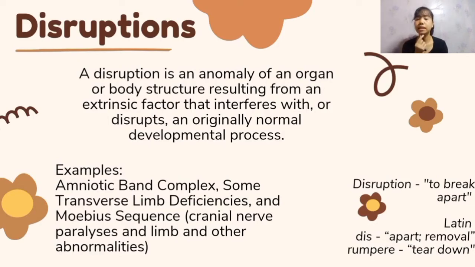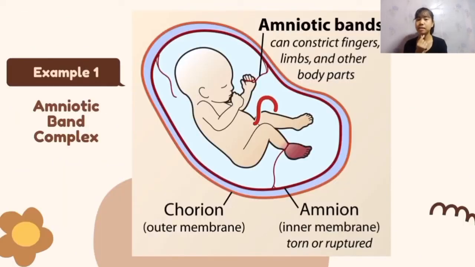For example, certain types of maternal infection or drug use at a critical time in pregnancy have the potential to arrest the developmental process in the specific fetal tissues. Examples include amniotic band complex, some transverse limb deficiencies, and Mobius sequence. Amniotic band complex is a rare condition caused by strands of the amniotic sac that separate and entangle digits, limbs, or other parts of the fetus.